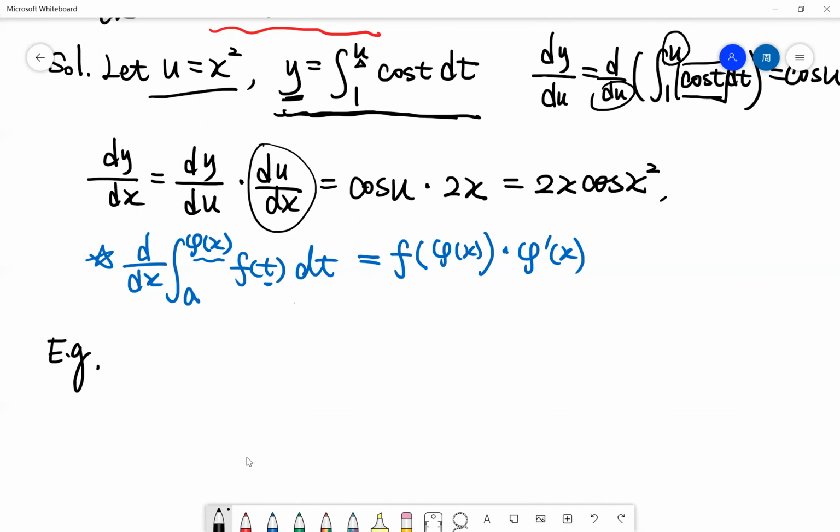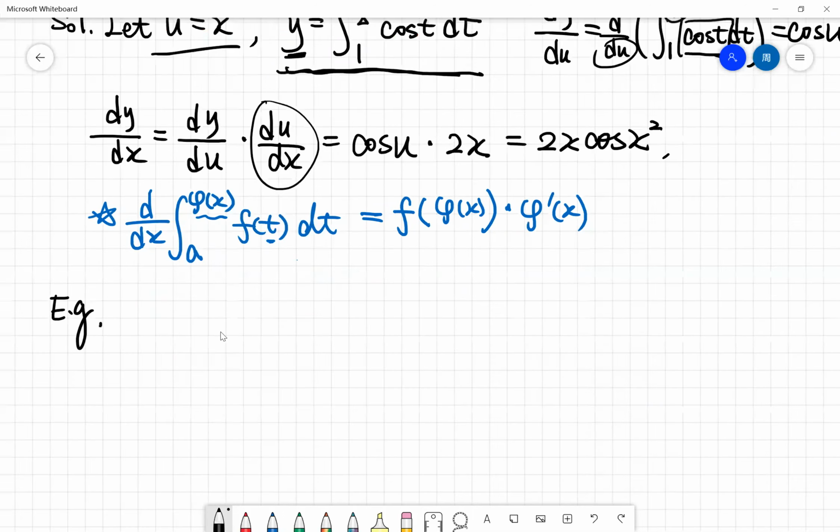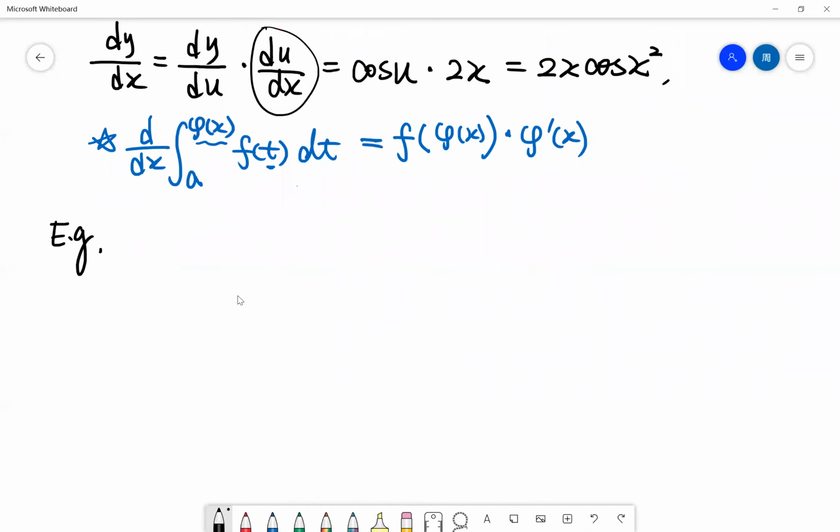So here, an example: calculate the integral from 1 to sine x of 3t squared dt. So first, you should think about which formula to choose, number 1 or number 2.